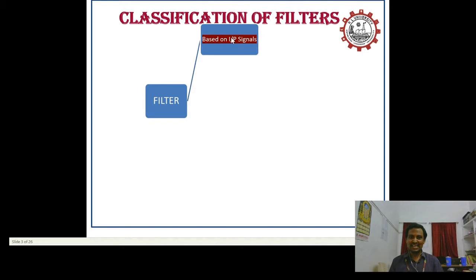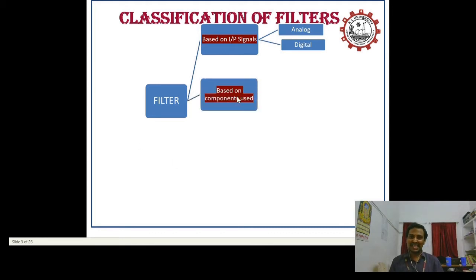So how are they classified? Based on the input signal, filter circuits can be divided into two types: one is the analog filter, the second is the digital filter. What do you mean by an analog filter? An analog filter is one where the input is an analog signal, and if the input of the filter is a digital signal, then we say it is a digital filter.